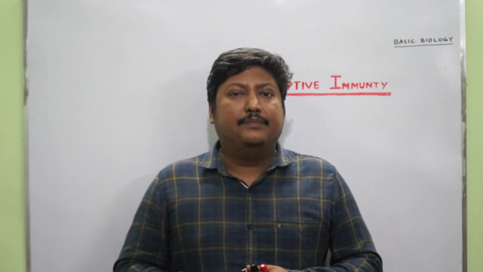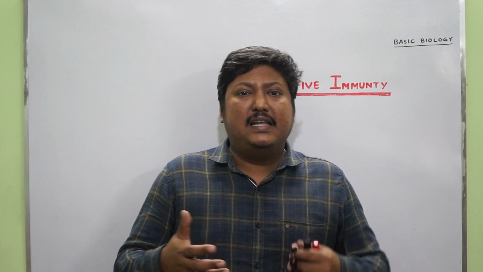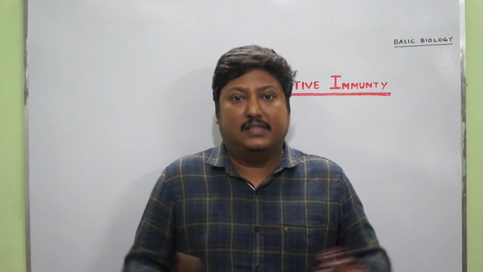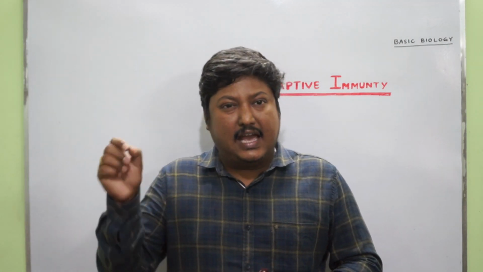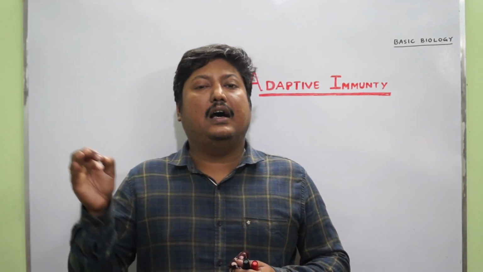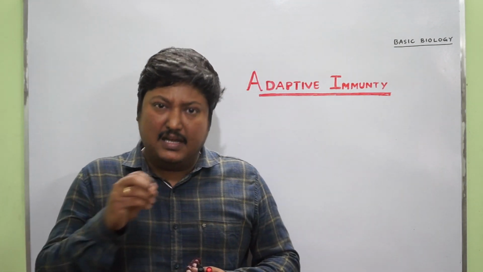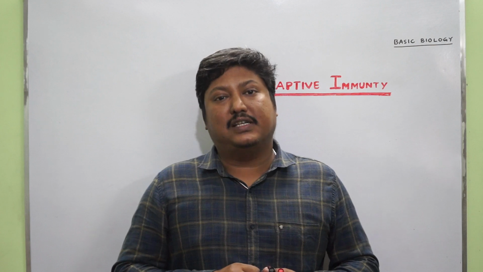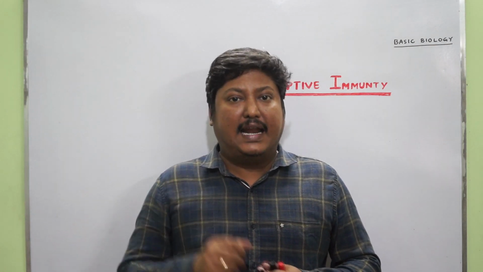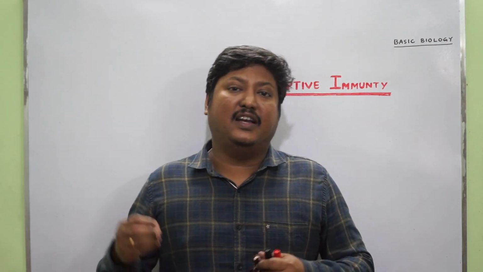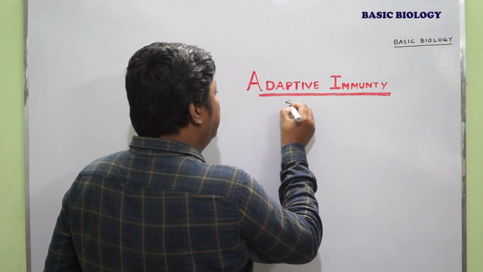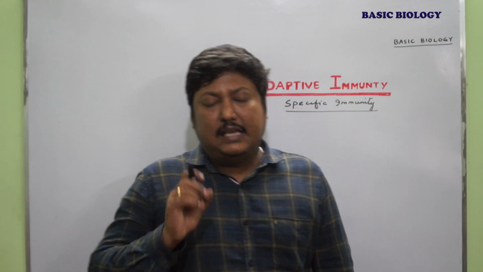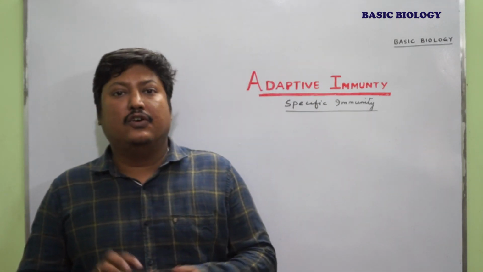For example, one medicine cannot treat many diseases. For each and every disease, there is a specific treatment. Similarly, in the adaptive immune system, for each and every antigen, there is a specific kind of interaction. So this is called specific immunity. And this immunity has four major attributes.